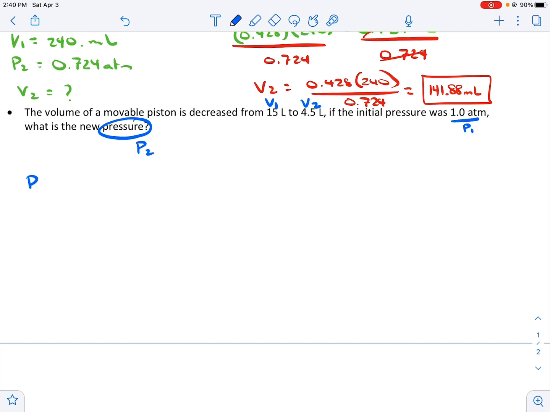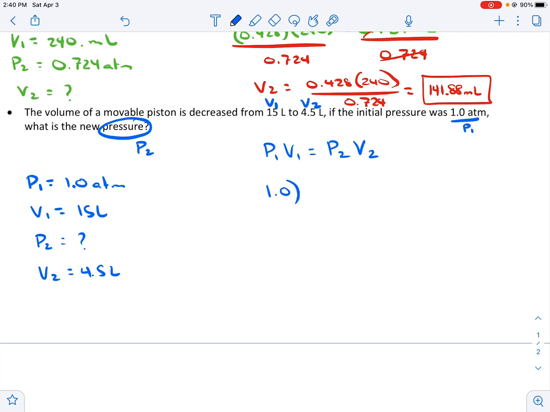So let's write down what we know. We know we have 1.0 atmospheres. P2, sorry, I didn't mean to write that. We should be V1, trying to keep it the same. V1, we have 15 liters. P2 is our question mark this time, and V2 is 4.5 liters. Okay, now we're ready to calculate. P1V1 equals P2V2. So P1, we've got 1.0 times 15 liters is equal to P2 this time times 4.5.